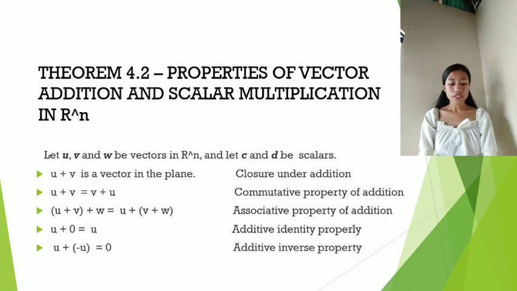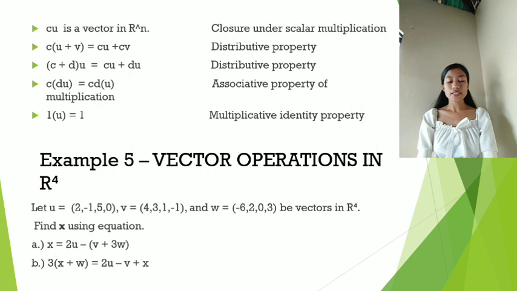Then number 5, u plus -u is equal to 0. This is an additive identity property. Then for number 6, cu is a vector in R raised to n. This is a closure under scalar multiplication. Then for number 7, c times (u plus v) is equal to cu plus cv. This is a distributive property.